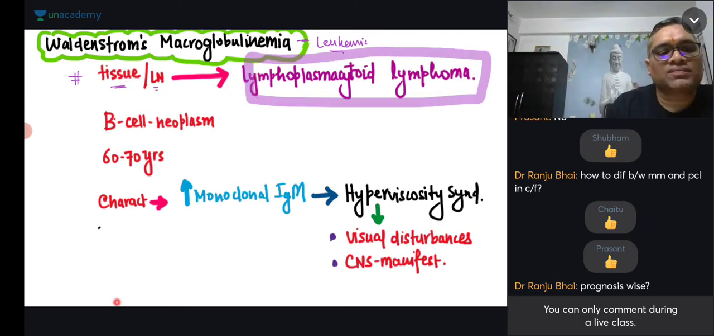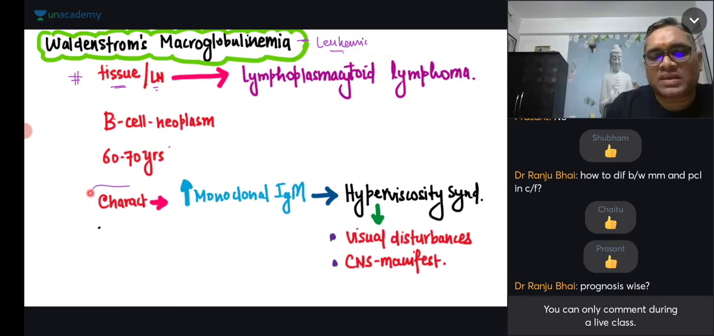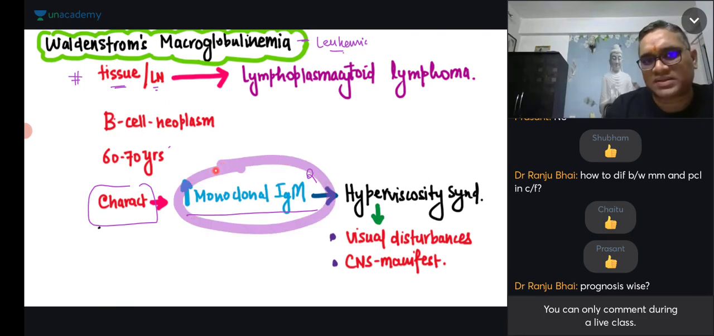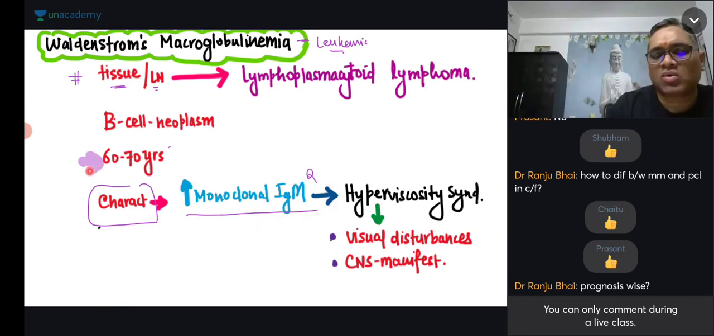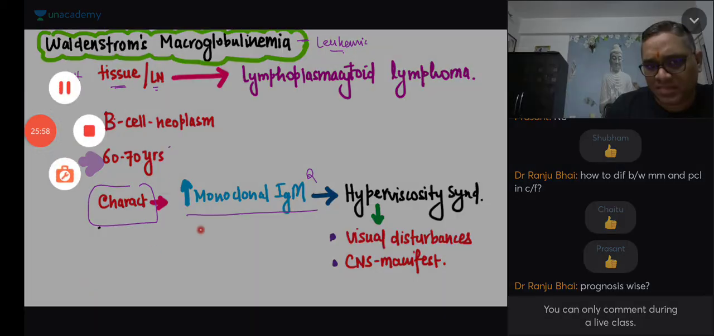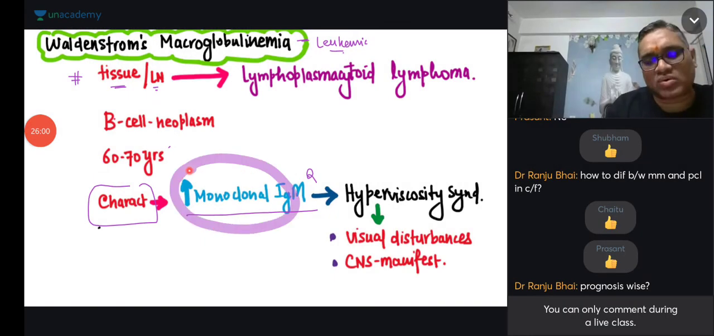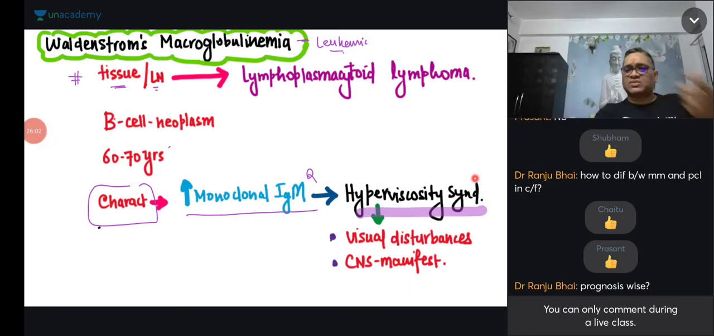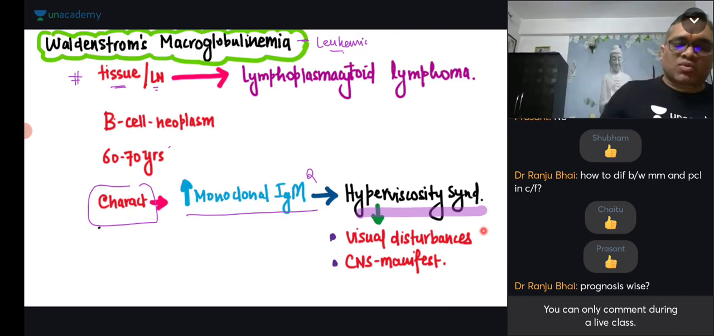And what is characteristic of this tumor? They will have increased monoclonal IgM synthesis. So increased monoclonal IgM synthesis is the characteristic. These are B cell neoplasms, same as multiple myeloma. Older patients will be affected, and because of the increased monoclonal M protein, they will have hyperviscosity. Prognosis will be poor in both plasma cell leukemia and multiple myeloma.